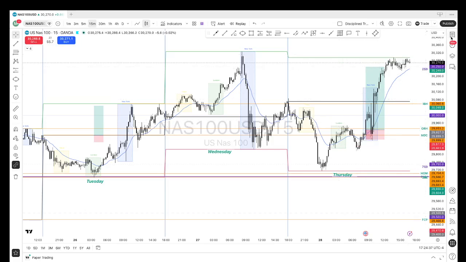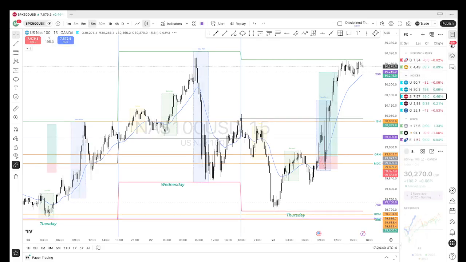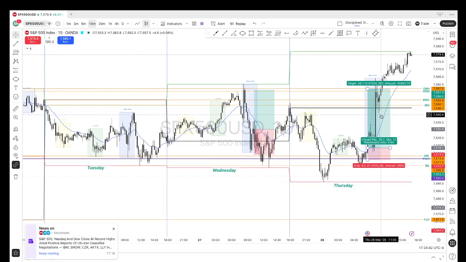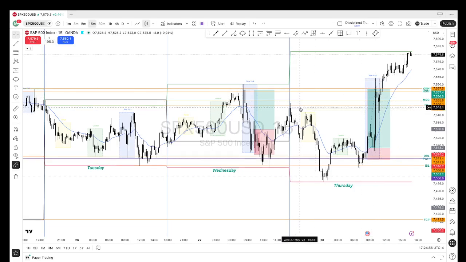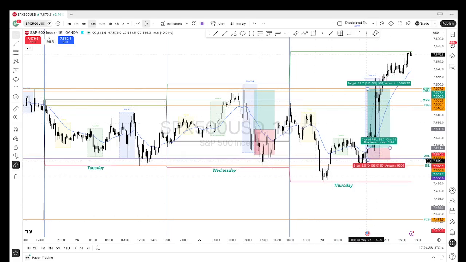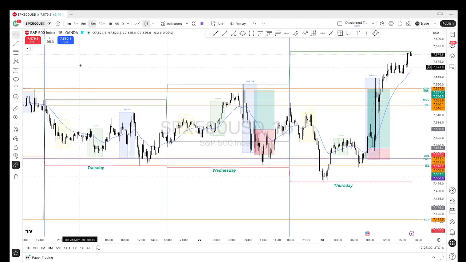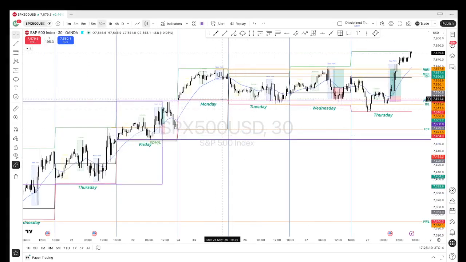So let's go to SP. SP is basically NASDAQ's little brother. It does the exact same thing. It just likes to trail behind a little bit. Okay, anyways. Pin hammer, 8:15, uses 8:30 GDP. Previous weekly high level, another bank level. Monday's low. Go on the 30 minutes, you guys can see it. Monday's low.